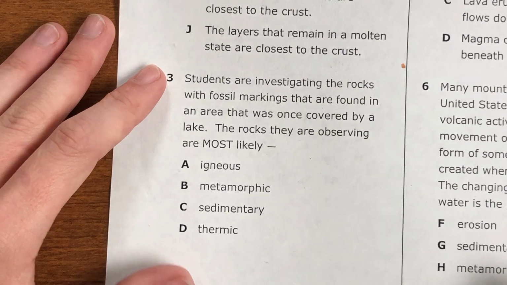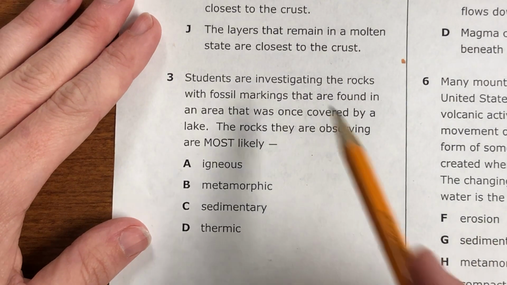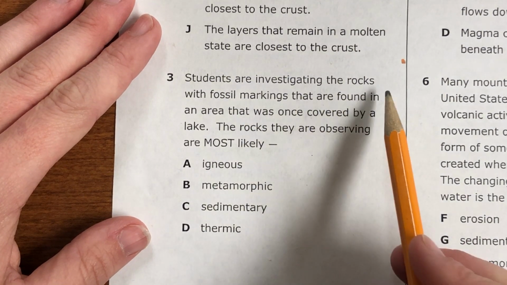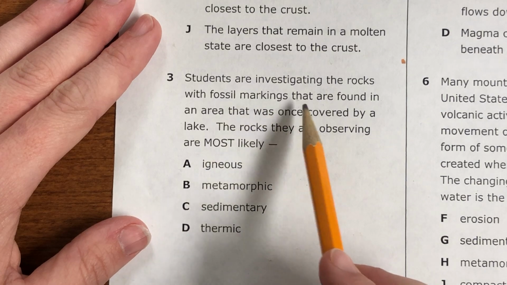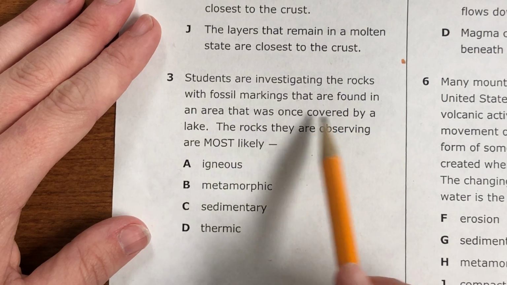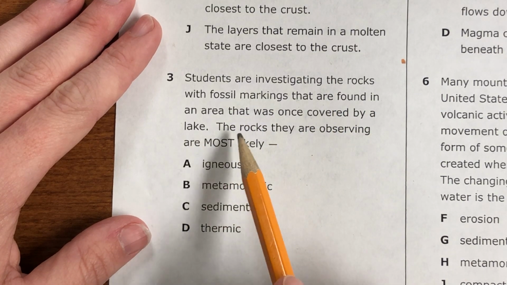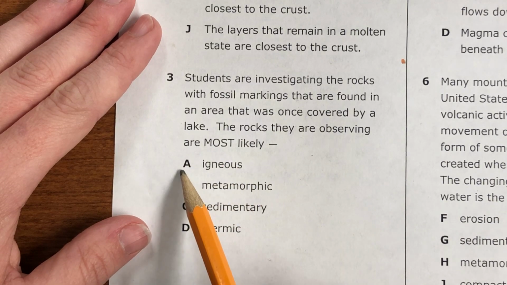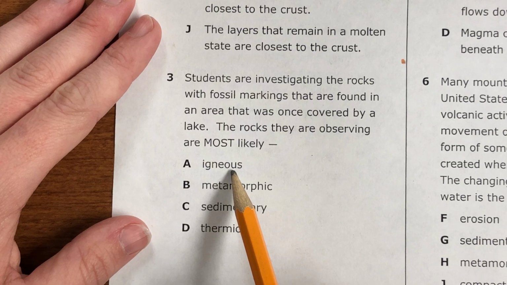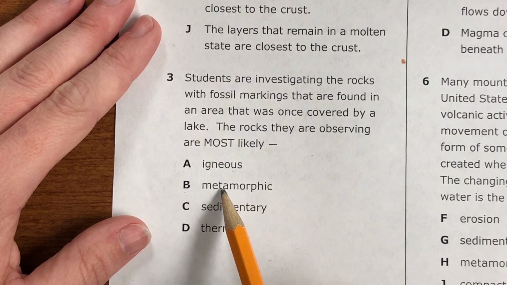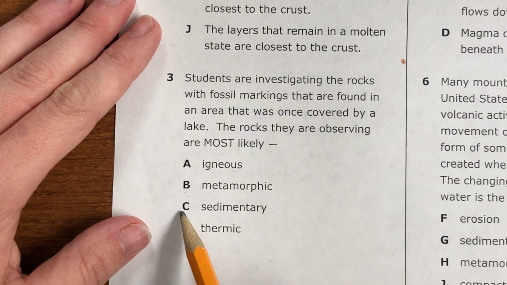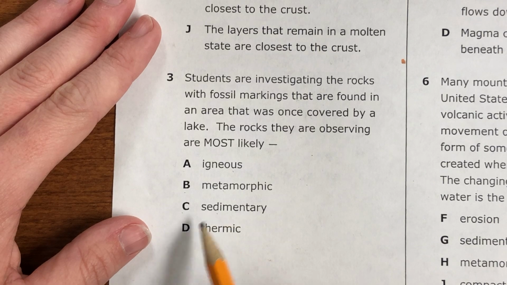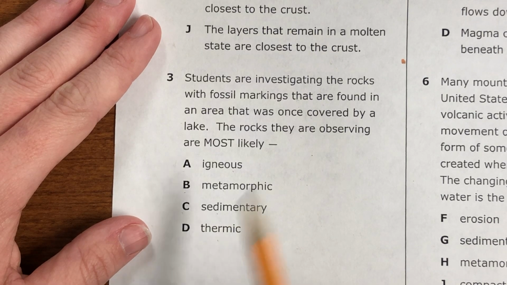Number 3. Students are investigating the rocks with fossil markings that are found in an area that was once covered by a lake. The rocks they are observing are most likely A, igneous, B, metamorphic, C, sedimentary, or D, thermic.